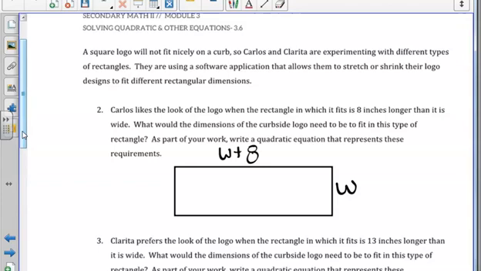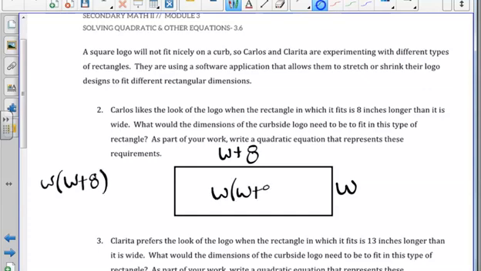Since they will still need 48 inches squared of paint, we need to solve the equation W times W plus 8, because that will give us the area of the rectangle, and we know that we will need 48 inches squared of paint. Therefore, we need to solve this equation for W.